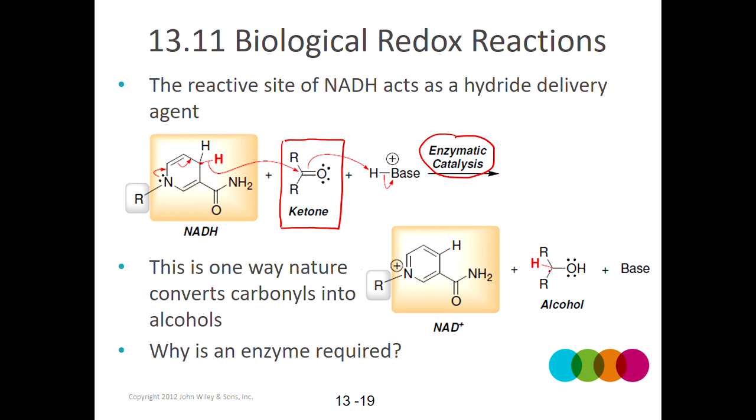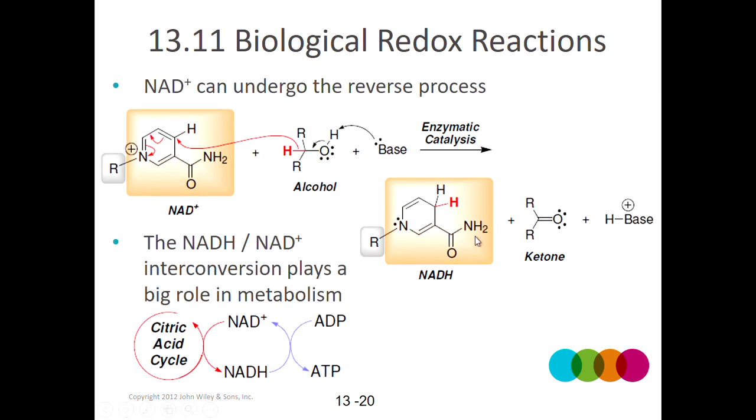Just like most biological processes, it's reversible. So if you start with the alcohol and your body needs to convert that into a ketone, what would happen is this same site that delivered the hydride would be able to accept it back. The enzyme might have a basic site on it, or there might be a water or some other basic compound that collides here.